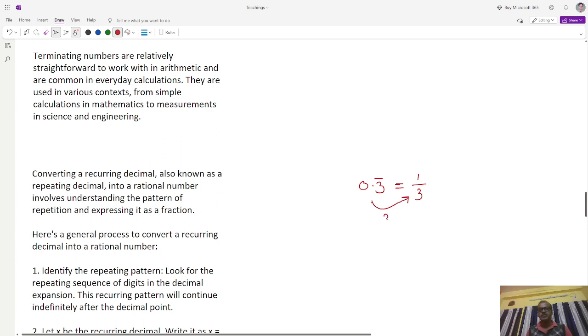This will be 3 by 9. 3 by 9 means 1 by 3. How many recurring digits are there? We have to count and put 9 accordingly. If there are 2 digits, then we have to put two 9s. If 3 digits are recurring, then we have to put three 9s.